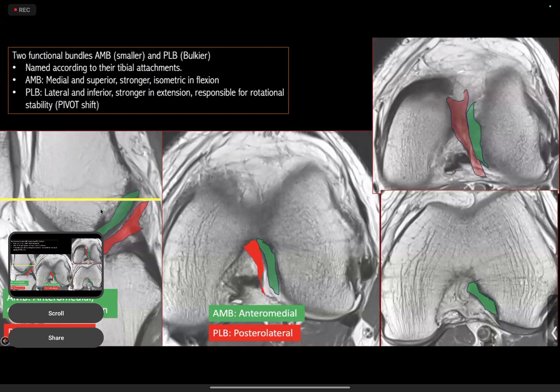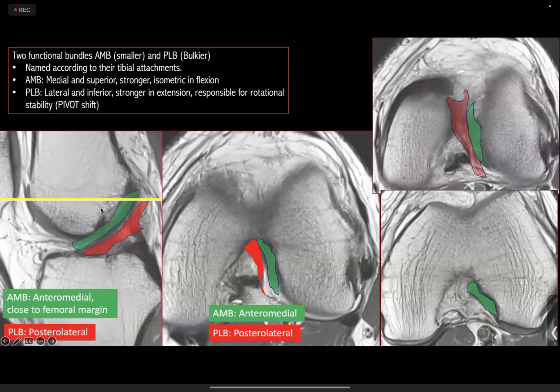So we would again get a bit of orientation that the ACL has two bundles, the AM and the PL bundle, which have their orientations based on their relations. We usually expect the PL bundle to appear as the more dominant one, with a darker shade, and the AM bundle to have more gray signals.